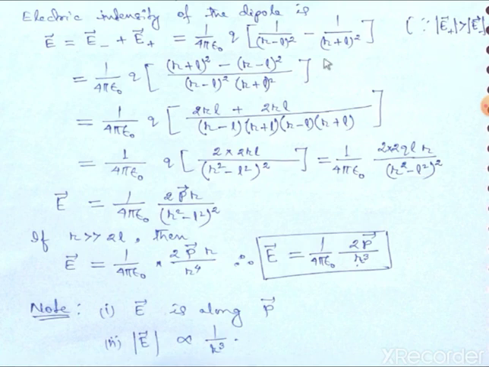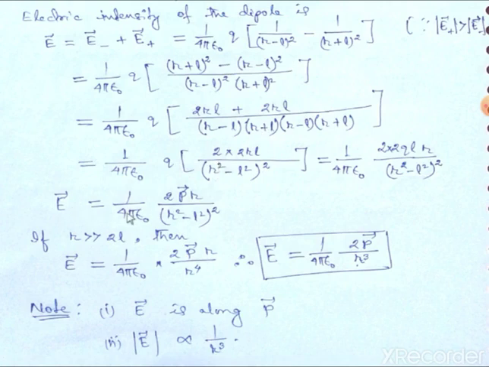So you have to subtract these two, because this one is more for E plus and this is for E minus. If you do this, taking the LCM of these two, you get (r plus l) whole square minus (r minus l) whole square. After doing the simplification, it comes out in this way.